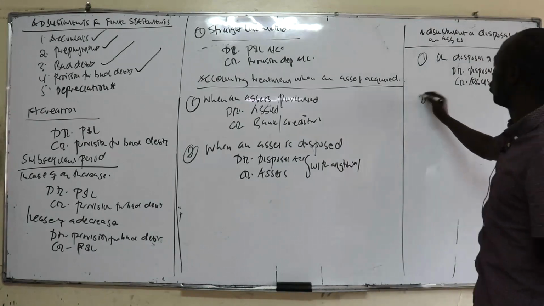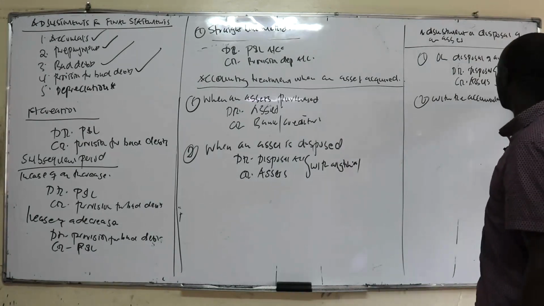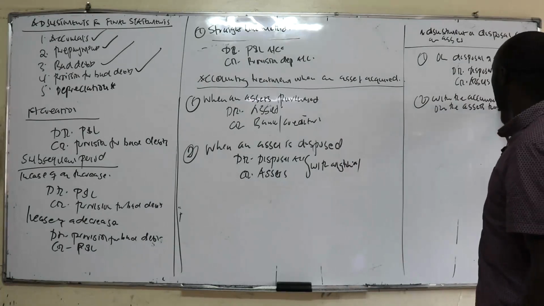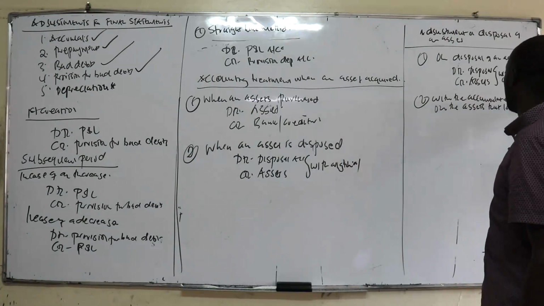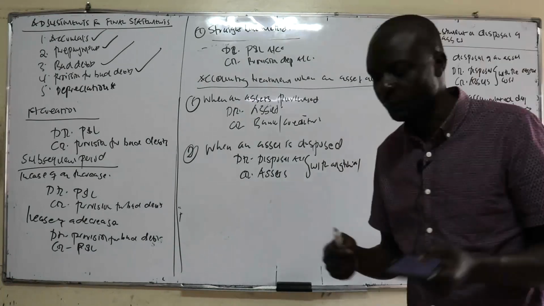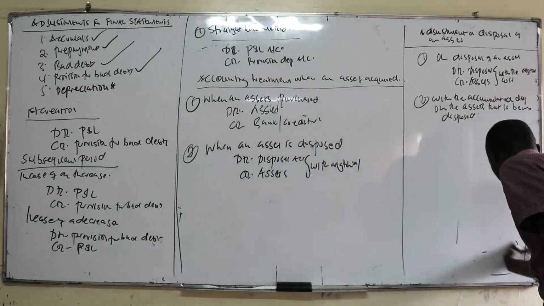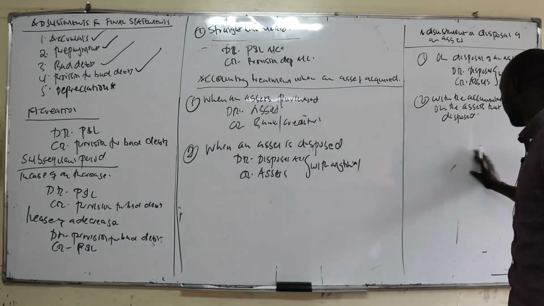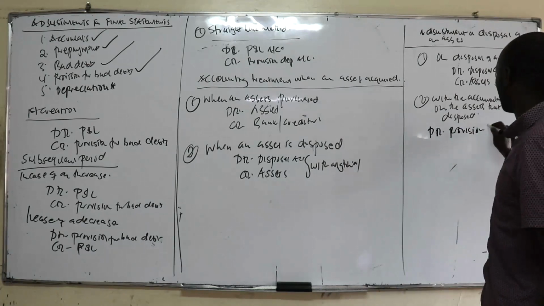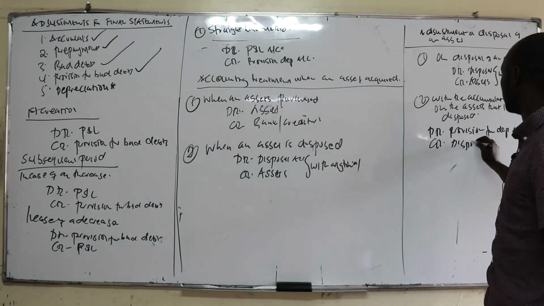And number two, with the accumulated depreciation on the asset that is being disposed of. This asset that we're disposing of, we are assuming that it has been in business for a while, and while in the business, you have been charging depreciation. Therefore, we have what we call accumulated depreciation on that particular asset. So you debit provision for depreciation account, and you credit disposal account.